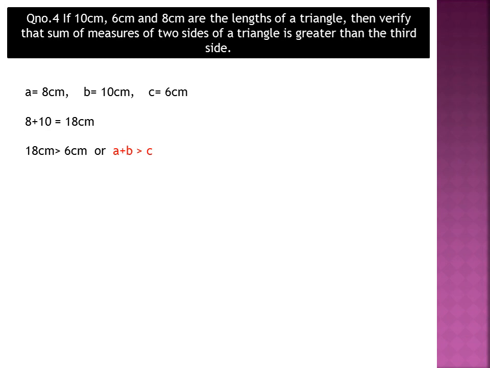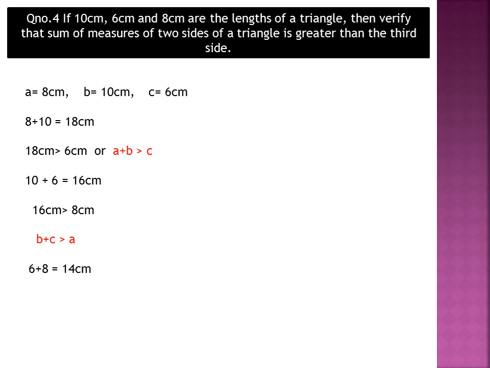Now we will find the sum of the sides B and C. For this we can write 10 plus 6 equal to 16 cm, and you can note that the sum of the sides B and C is greater than the third side A, which can be written as 16 cm is greater than 8 cm. We can also write it as B plus C is greater than A.